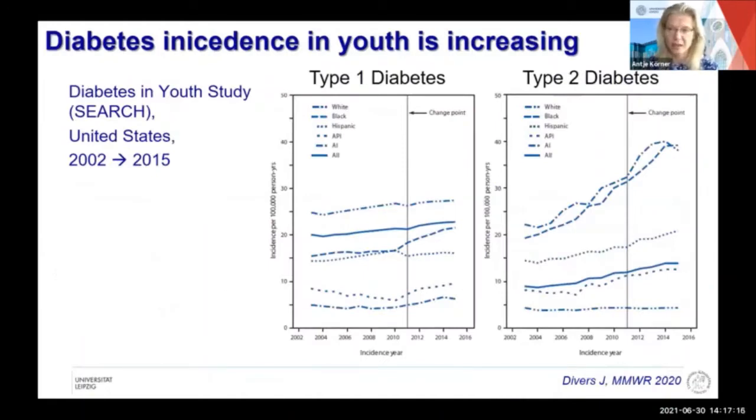But of course, what we are most interested in in this workshop is the metabolic side of the comorbidities of obesity in children. Now, what I want to show you here for a start is that the prevalence of diabetes is increasing overall. And this is data from the Center for Disease Control. And you see that it's particularly type 2 diabetes that is increasing in prevalence.